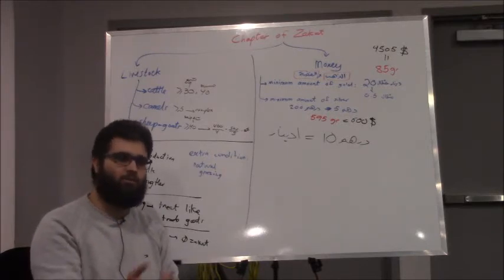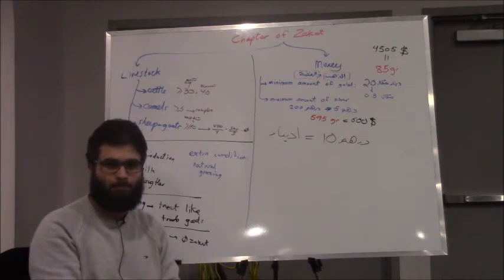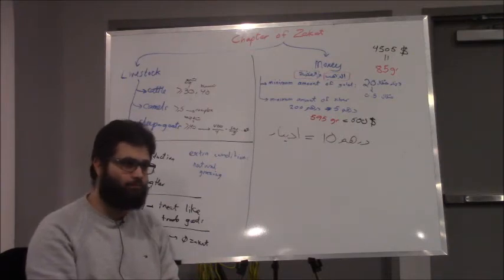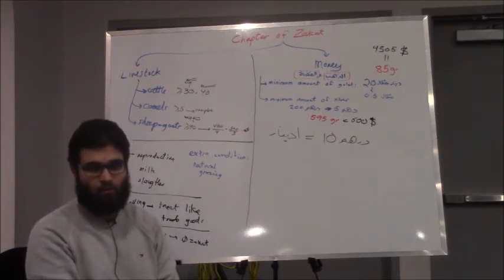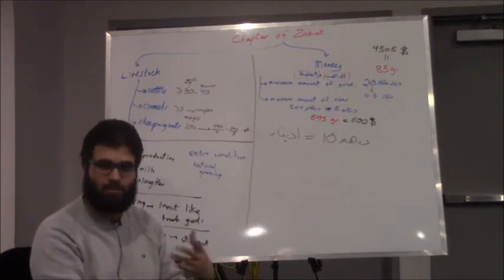Now, how much is 85 grams of gold in terms of jewelry? It's a lot. 85 grams is one really heavy necklace. Yeah, one really heavy necklace. So less heavy stuff would be much less than that.